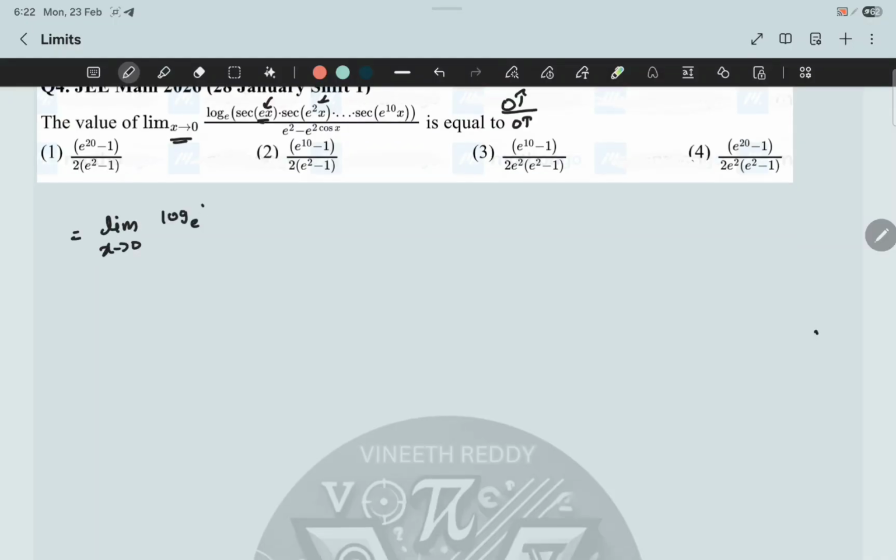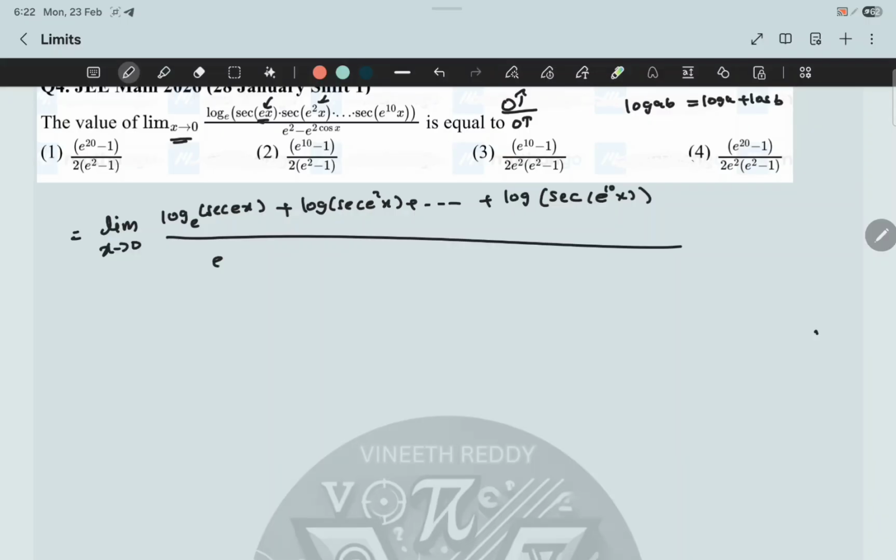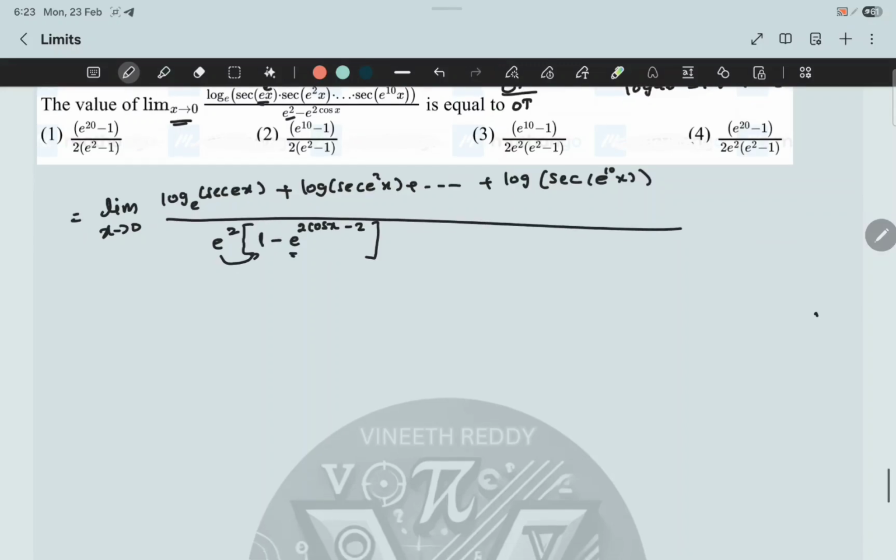We can write the numerator like this, because log AB is nothing but log A plus log B. I hope you are with me. So we can write this as log secant e^(2x) and so on plus log secant e power 10 into x, right? And for the denominator, we'll do one thing: we'll take e square common. If I take e square common, I get here 1 minus e power 2x minus, what should we write here? Should we write 2 here? Is this correct? No, that's not correct. We should be writing minus 2 here, because once we multiply e square with 1, I'll get e square, and e square with this term, I should be getting e power 2 cos x, right?